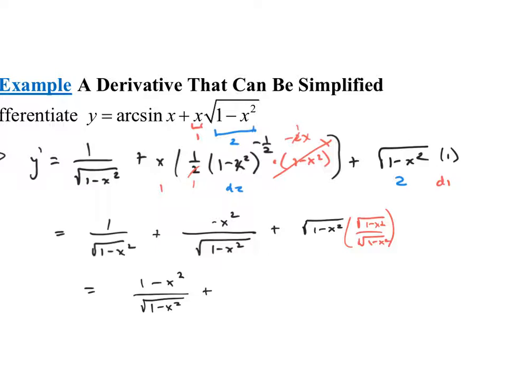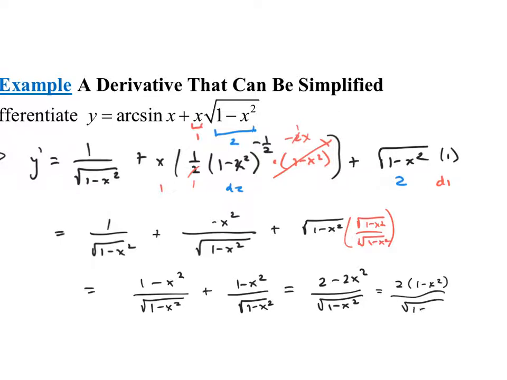Now on this one right here, 1 minus x squared, square root of 1 minus x squared times square root of 1 minus x squared is 1 minus x squared, and that's all over the square root of 1 minus x squared. So combining those, I'd have 1 plus 1, which would be 2, and then I'd have minus x squared, so that'd be minus 2x squared, all over the square root of 1 minus x squared. That's perfectly fine with me. You could even go further. You could factor out a 2, so this would be 2 times 1 minus x squared all over the square root of 1 minus x squared.